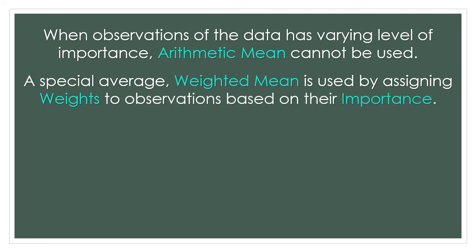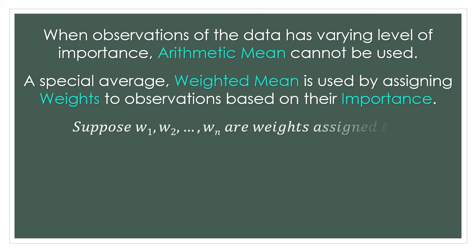So observations with higher importance will get higher weights. Observations with lower importance will get lower weights. These weights are numerical values assigned by either us or someone else to be used in the calculation of the weighted mean. Let's suppose that W1, W2 up to Wn are various weights which are assigned to the observations x1, x2 up to xn. That means that W is the weight and x are the observations.